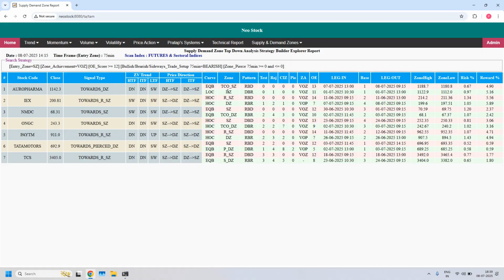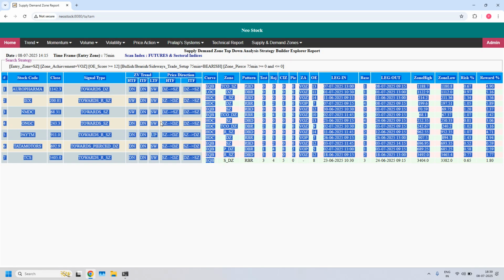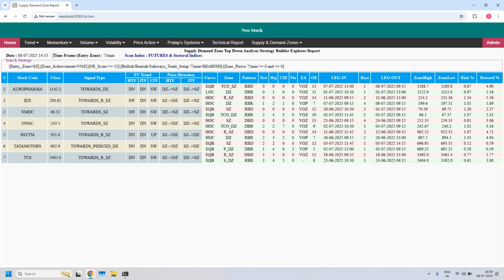And all these 7 stocks are supporting bearish trade setup for weekly income trade. Entry time frame zones are 75 minutes supply zones. Always you can find the time frame here, and the selected zone, that is the entry zone.